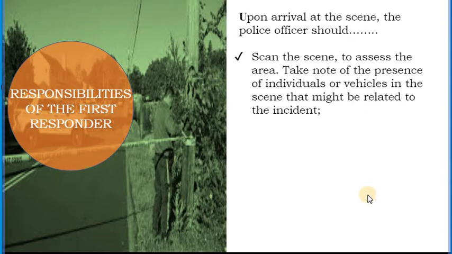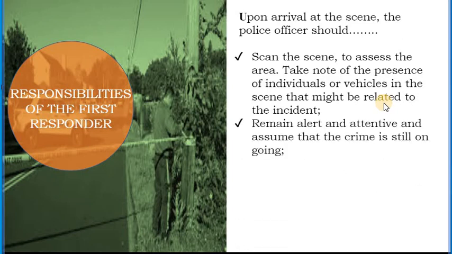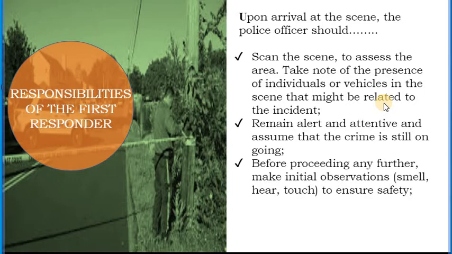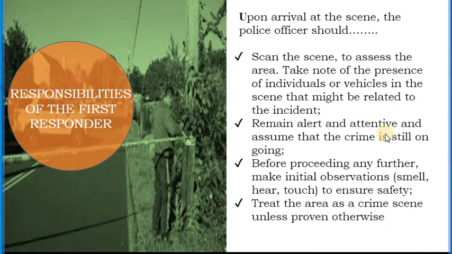Upon arrival naman at the scene, police officer should scan the scene, assess the area, take note of the presence of individuals or vehicles in the scene that might be related to the incident, remain alert and attentive, and assume that crime is still ongoing. So, before proceeding any further, make initial observations: smell, hear, touch, to ensure safety. So, treat the area as crime scene unless proven otherwise.